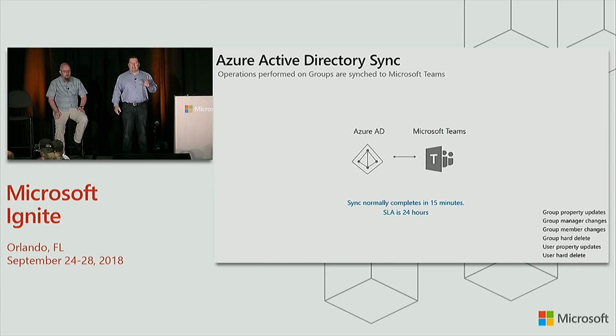So I mentioned each team is backed by an Office 365 group. One of the things that's really attractive, particularly for administrators of large organizations, is you can actually do full administration of those teams directly in Azure Active Directory. You can add members, remove members, and take advantage of all the fairly robust administrative capabilities that Azure Active Directory brings to bear. That sync then happens from AD to Teams, and it typically takes about 15 minutes, from what we see. The SLA is actually 24 hours, but it's just important for you to know that is available.